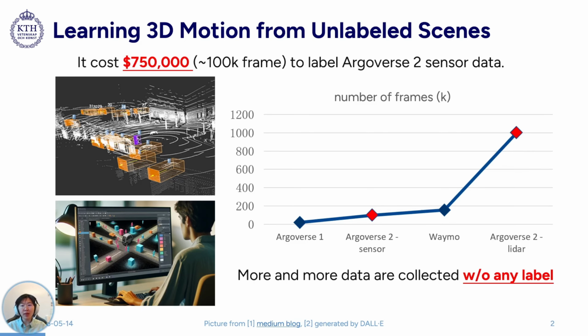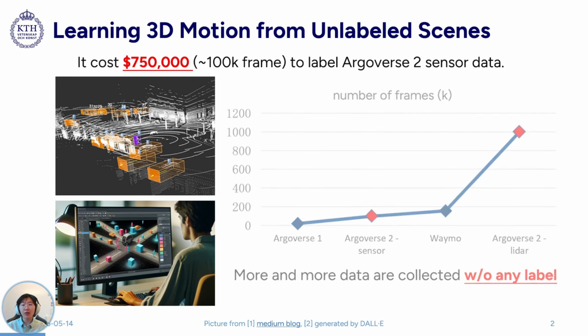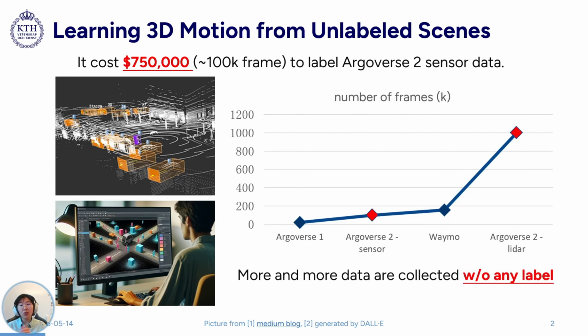Today, data are becoming extremely easy to collect, from video captured by everyday devices to large-scale sensor logs collected by autonomous driving fleets. However, dense motion annotations are still expensive and hard to scale. This motivates self-supervised learning, where models can learn directly from unlabeled data. The key question is, how can we obtain supervision?